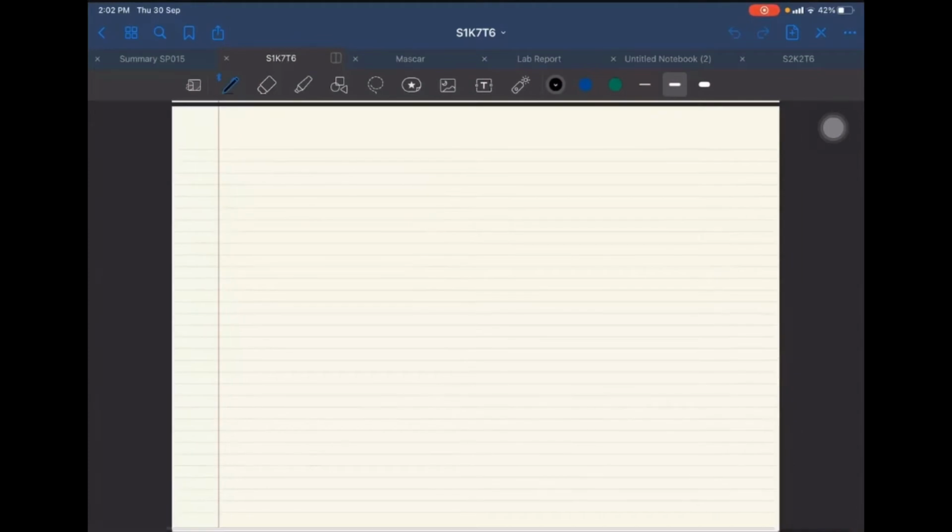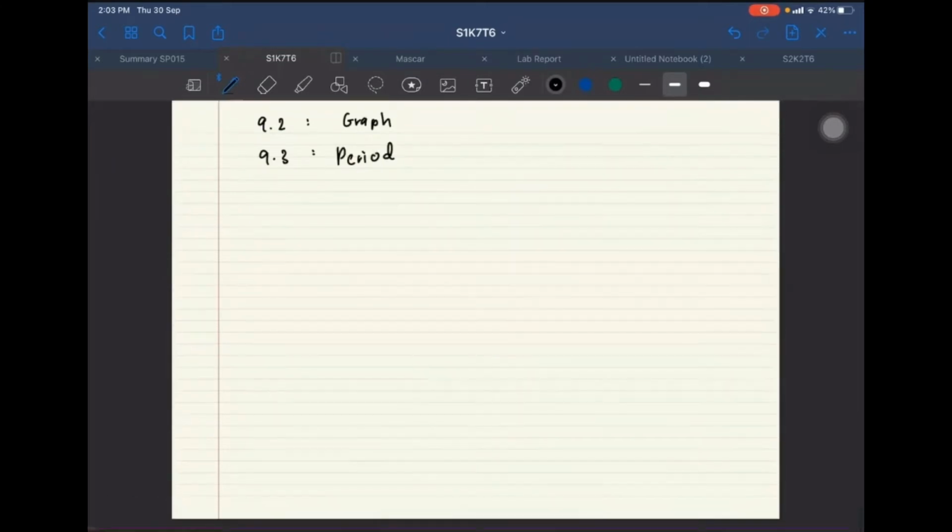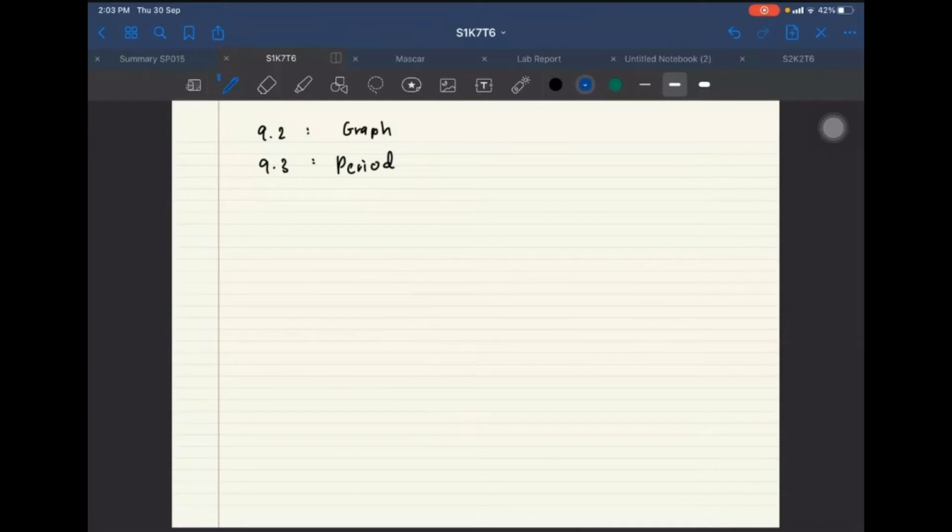Our next topic is about 9.2 and 9.3. 9.2 is about the graph. You will learn how to draw the graph, and at the same time, from the graph, write an equation. And then the last part you learn about a period. So we're going to focus on 9.2 first, which is about graph.